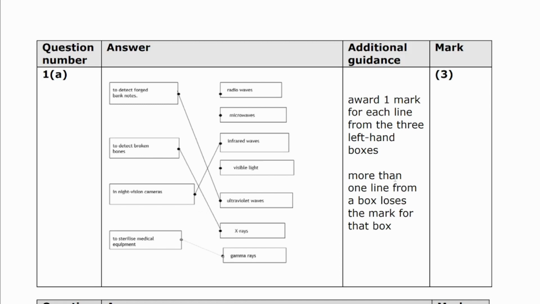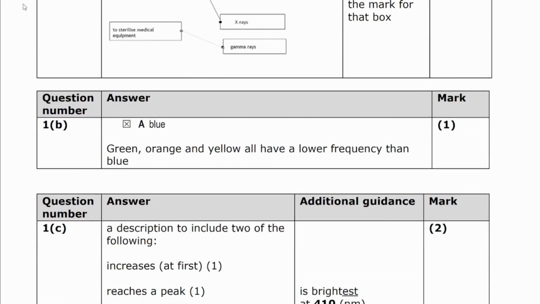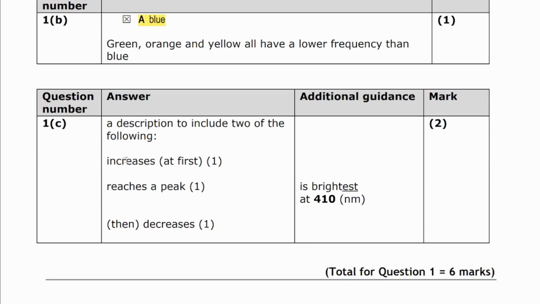They've said if more than one line is drawn, then you lose a mark. Question 1b, the answer should be blue. And for 1c, you need to say that it increases and then decreases and it reaches a peak. So if you include two of the following, then it'll be fine. And for us to say that it is the brightest at 410 nanometers, that should give you those 2 marks.